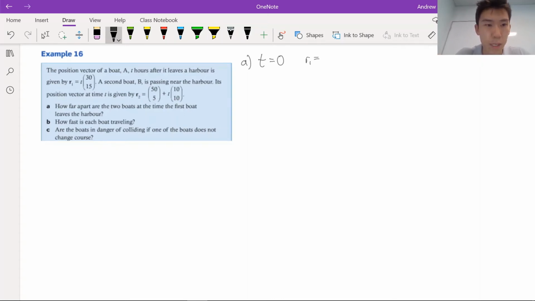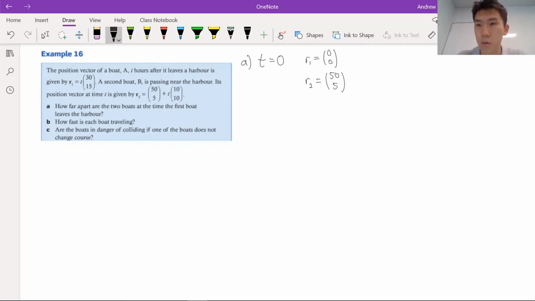R1 equals, if we sub in 0, we just get 0, 0. So that's the position of boat 1 when t equals 0. Makes sense? And then R2, alright, so let's sub in t equals 0. So that basically means we'll have 50 and 5. Okay. And now, if we want the distance between them, think about it. We have 2 points, R1 and R2 now. If we create a vector from R1 to R2 and we find the magnitude, that's the distance between them.